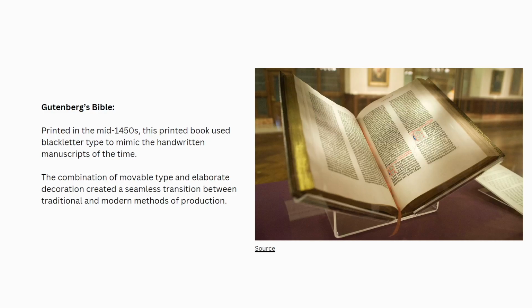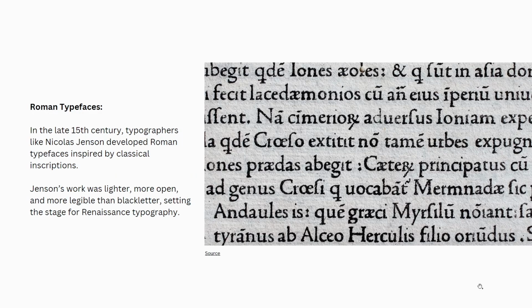The most well-known document printed at this time is the Gutenberg Bible. This is around the mid-1450s. And again, we're using that black letter type to mimic the handwriting of that time. And the combo of the movable type and the decoration of the type created a really seamless transition between the traditional and modern methods of production. And again, instead of having like 5 copies, now you can have 500 or more copies of something, so more people can own them. And again, ideas can be exchanged.